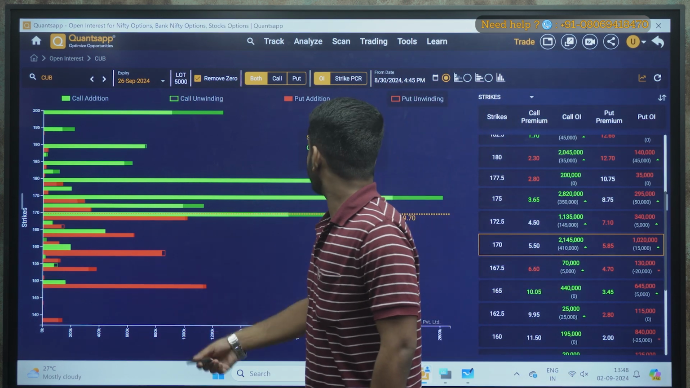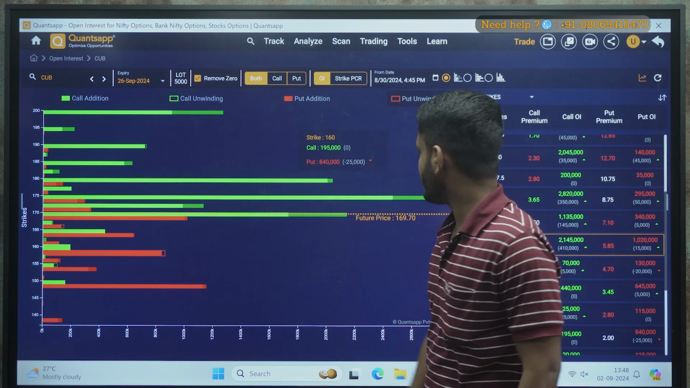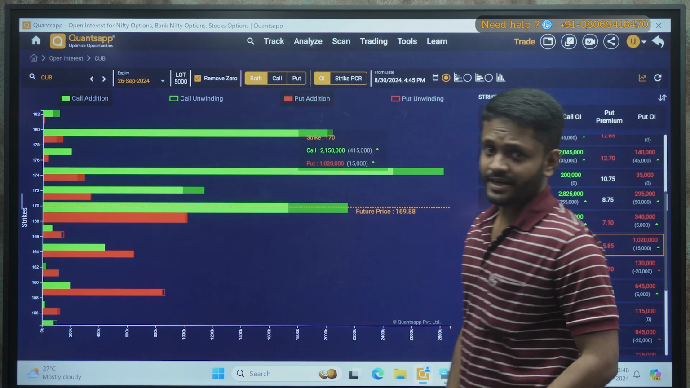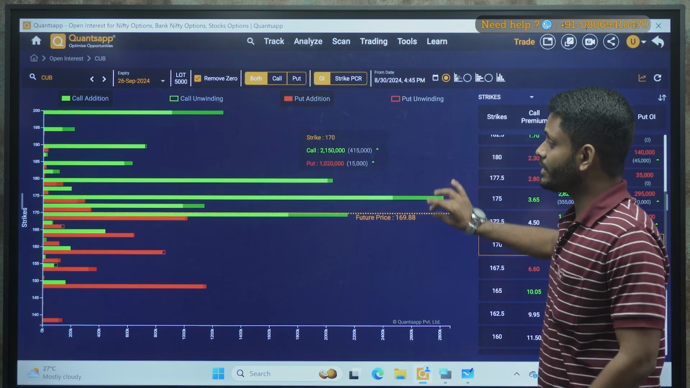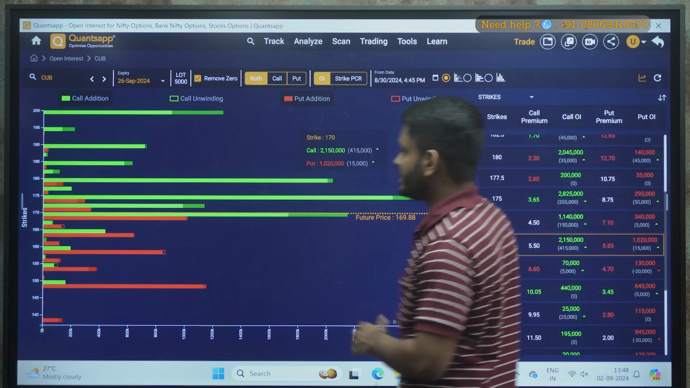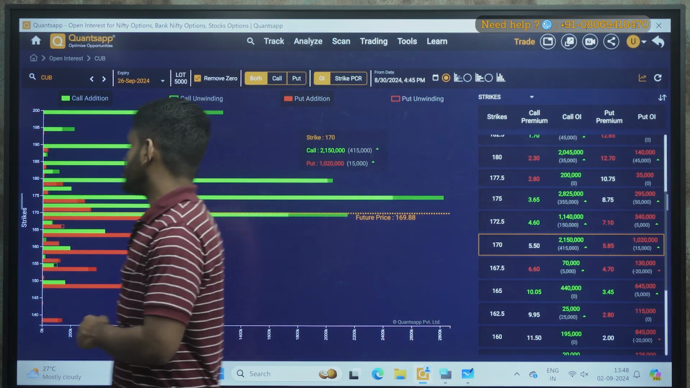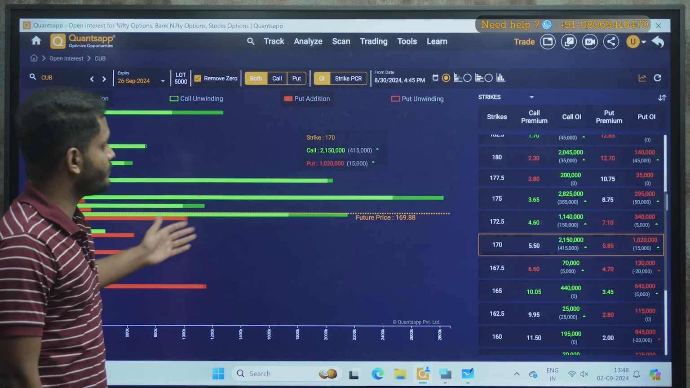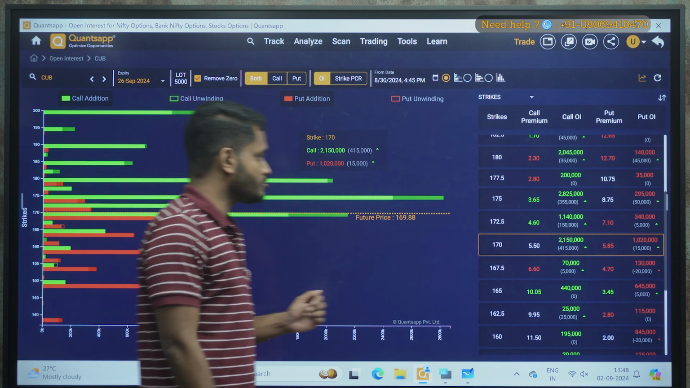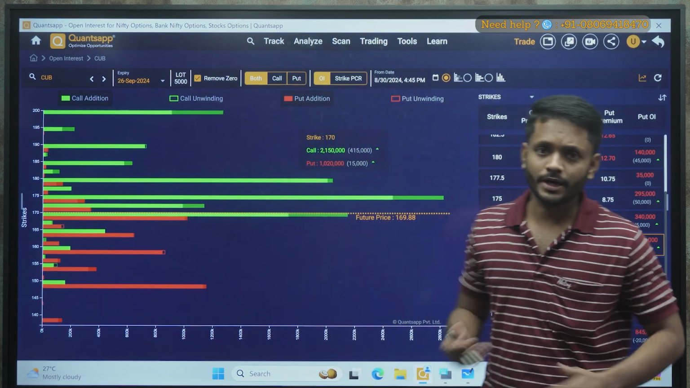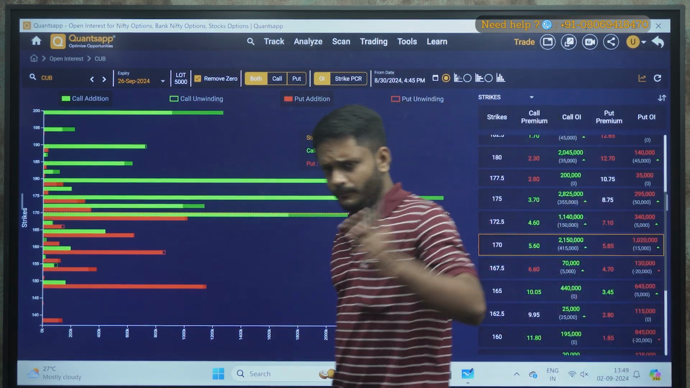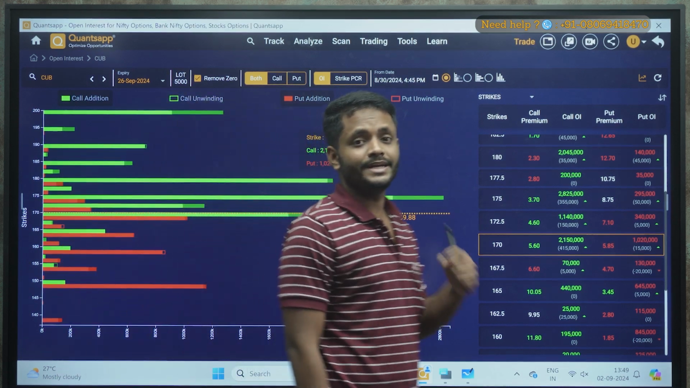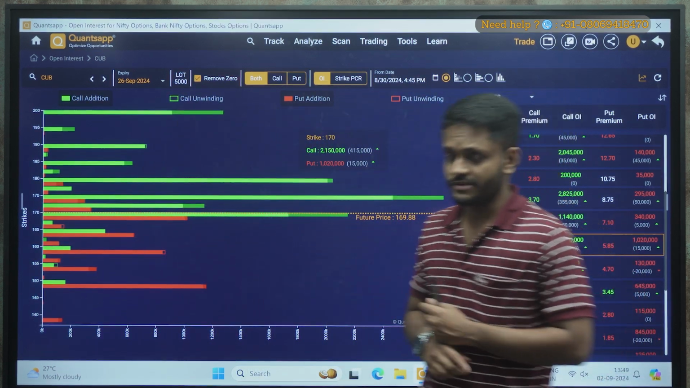Okay, even at 160 we have a decent support, but if you see unwinding at the 170 level, if the put writers start unwinding their position, then we can see a sharp downside in this stock. But as of now, neither the put writers are unwinding nor the call writers are unwinding. So we have to wait and check what happens. Okay, so I hope you understood why this breakout didn't sustain, why it retraced from the 175 level.